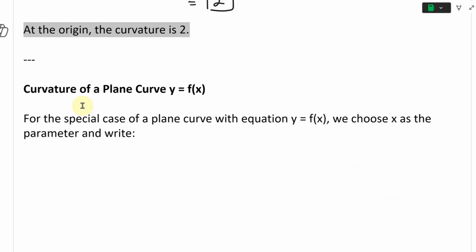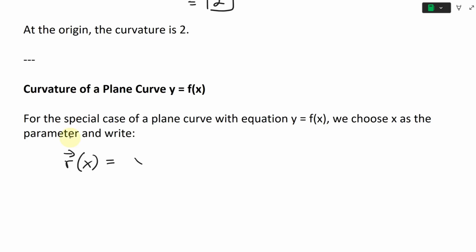Anyways, going further, the curvature of a plane curve that has an equation y equals f of x. For the special case of a plane curve with equation y equals f of x, we choose x as a parameter and write this in our parametric or vector format, but now in terms of x. So if we have r of x, we write this out in our standard basis vectors: x i plus y j, but y is a function of x, so this equals x i plus f of x j.